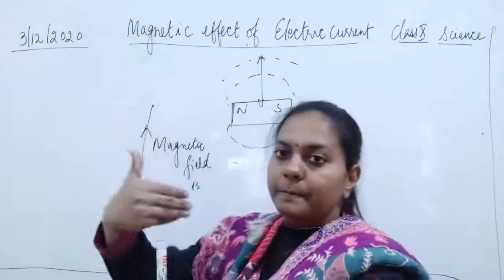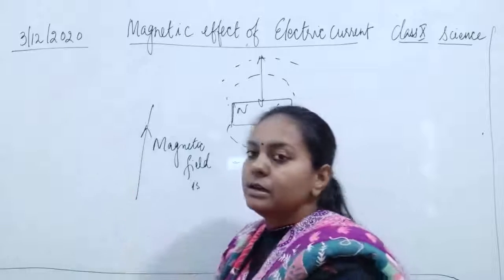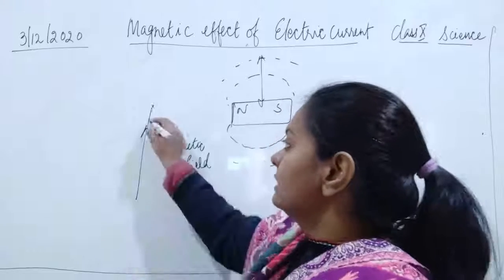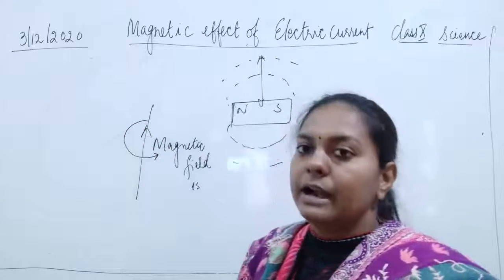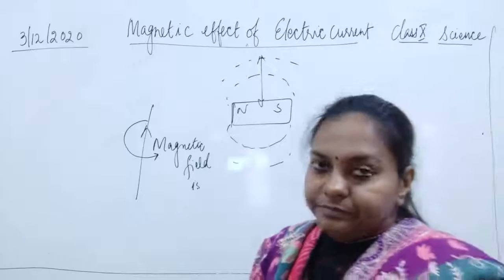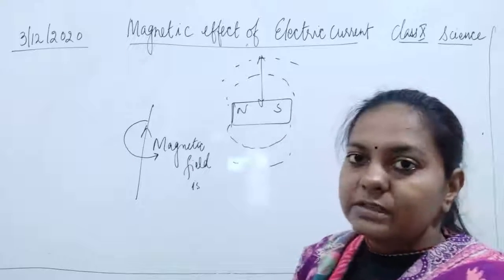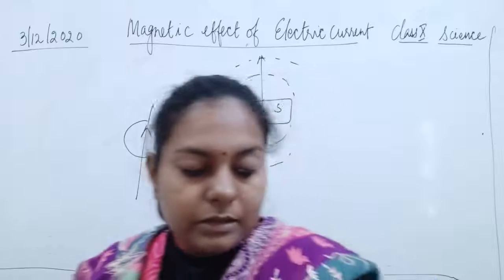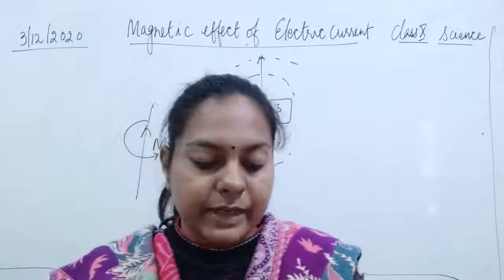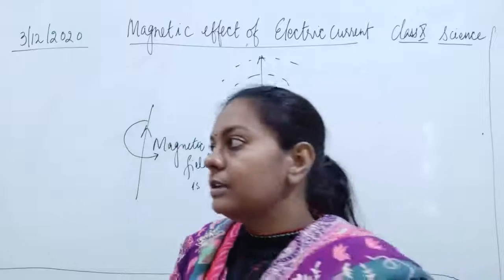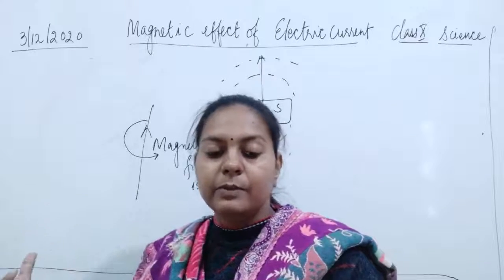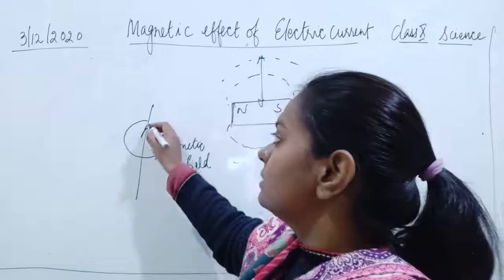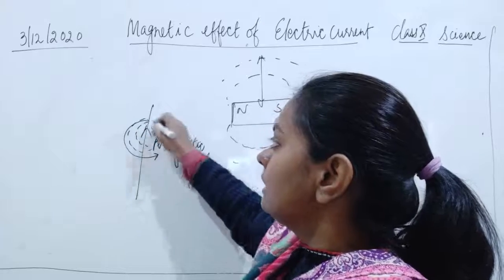It means it is moving around the current carrying conductor, surrounding it in this manner, in the anti-clockwise direction. Now this is Maxwell's corkscrew rule, also known as Maxwell's right hand thumb rule. So this was about the magnetic field pattern due to a straight current carrying conductor. Children, the magnetic field produced in the surroundings of the straight current carrying conductor is formed in the form of concentric rings.